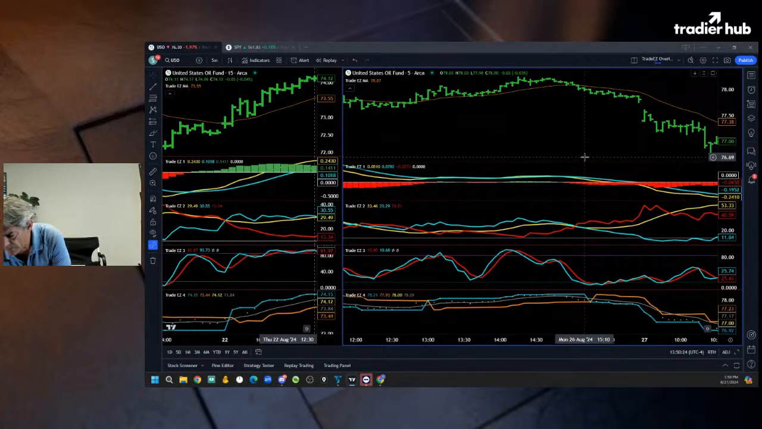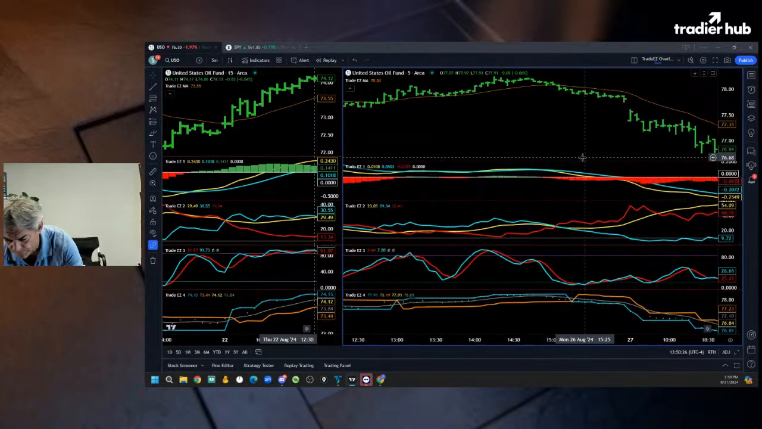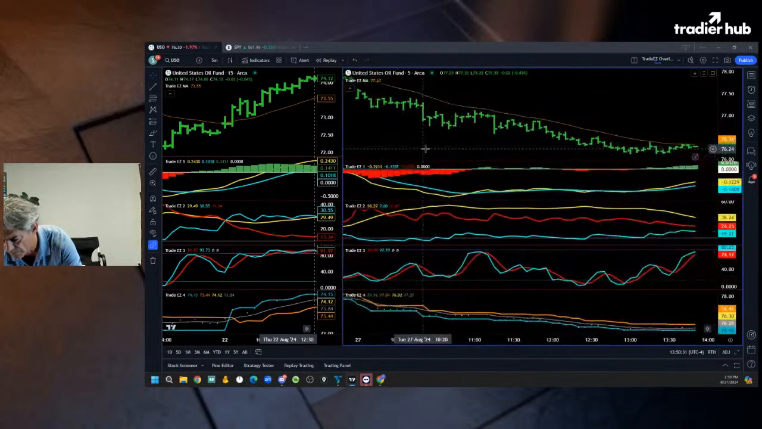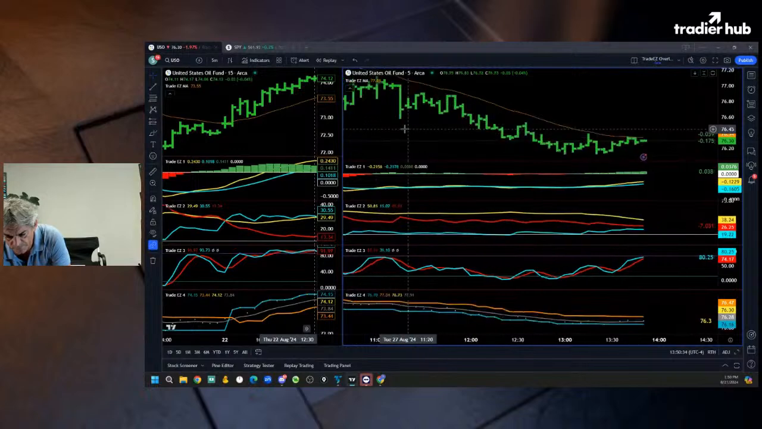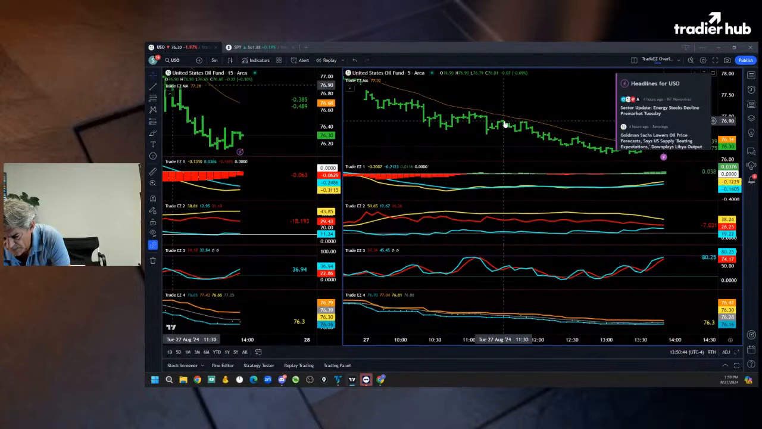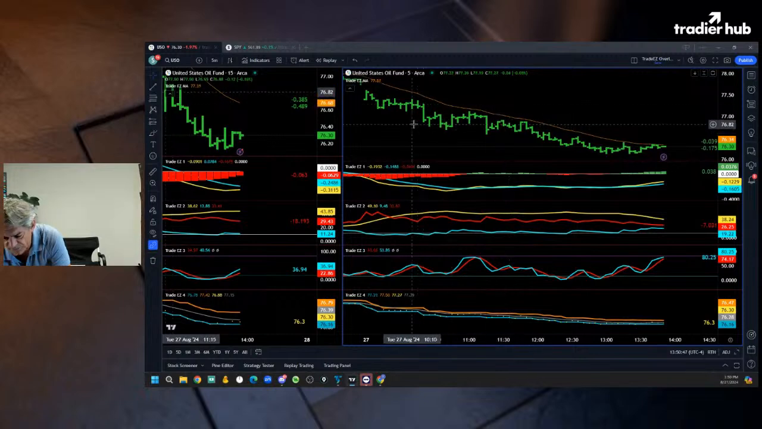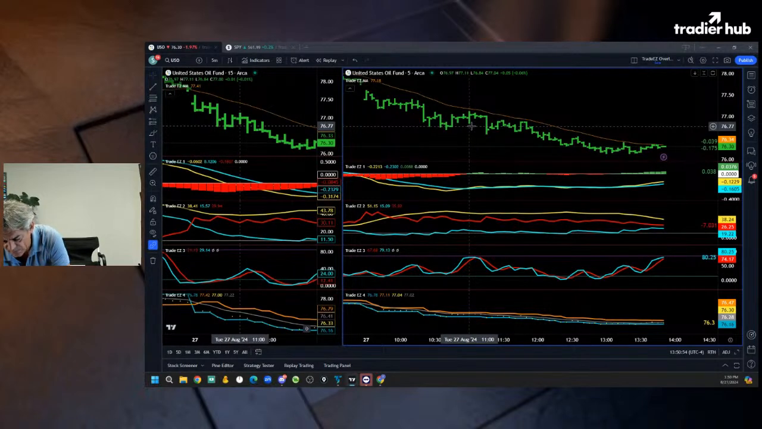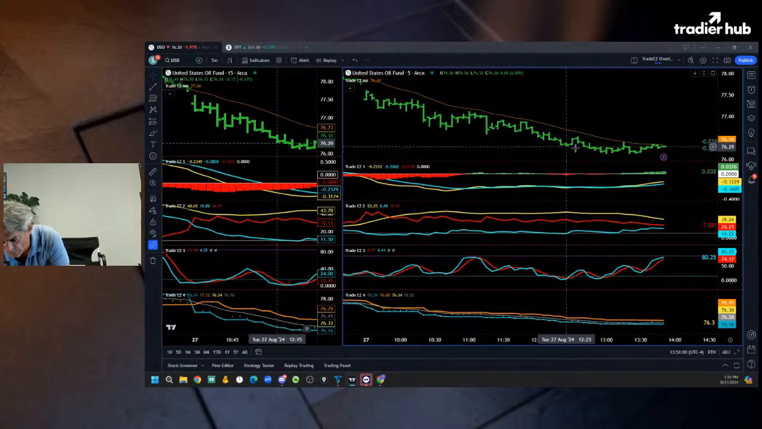And here's oil. Here's a 15-minute reversing to sell on the USO, right here. And look at this overbought condition right here on the 5-minute on oil. That was around 11 o'clock in the morning. And then look at this negative trend all the way down.